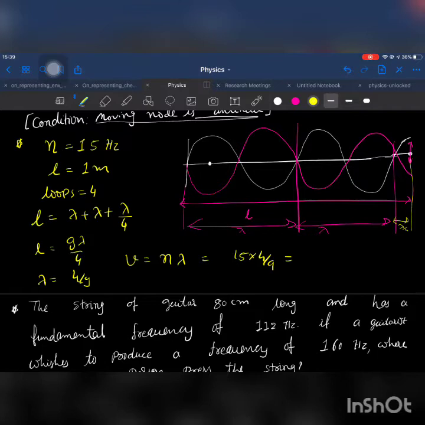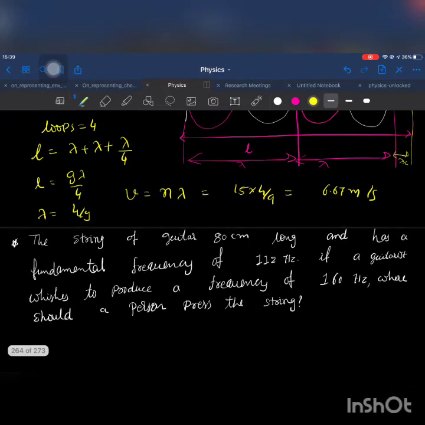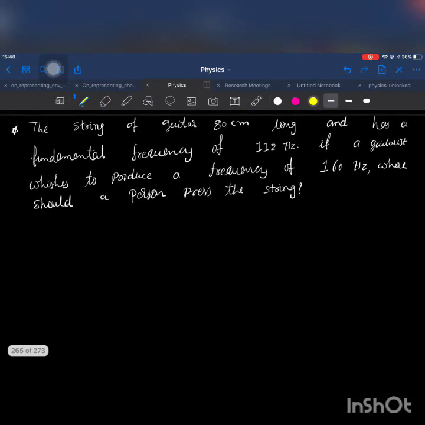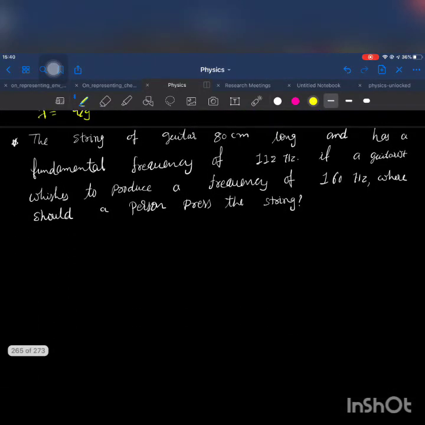Okay, so it is nothing but 6.67 meter per second. So please work it out, it's a very easy numerical, and yeah, it's nice. And let's go to the next one.